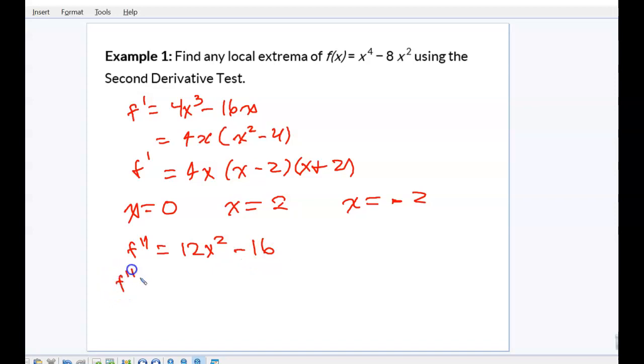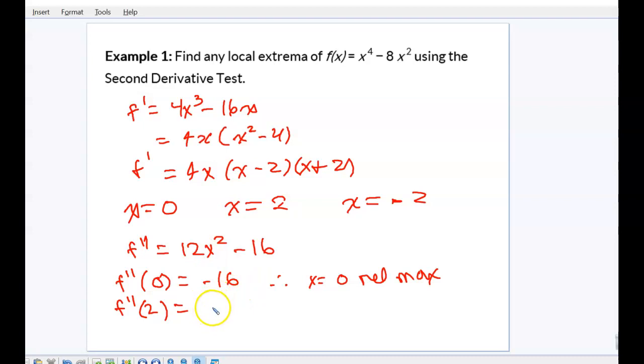And now I'm going to plug all of my critical numbers into the second derivative. If I plug 0 into the second derivative, I'm going to get negative 16, which means my graph is concave down. So therefore, x equals 0 is a relative max. If I plug 2 into the second derivative, I'm going to get 2 squared is 4 times 12 is 48 minus 16. This is going to be positive. Therefore, x equals 2 is a relative min.